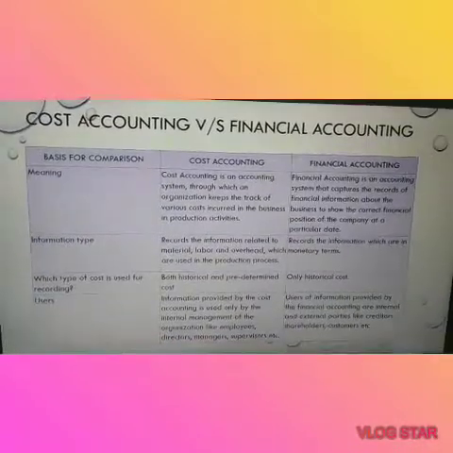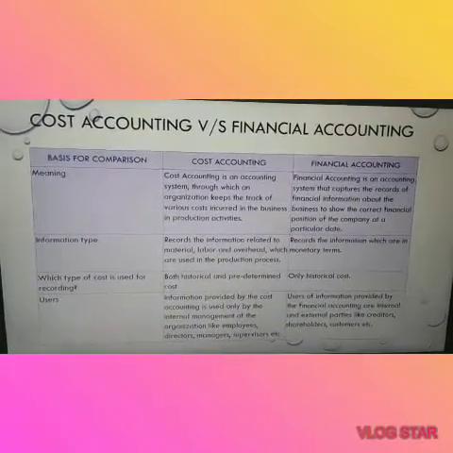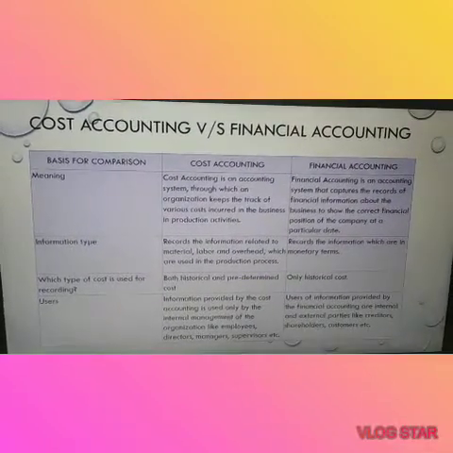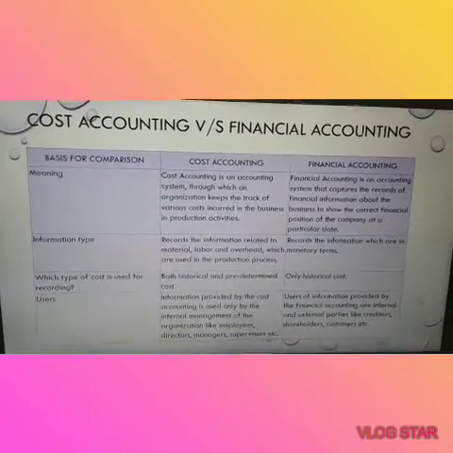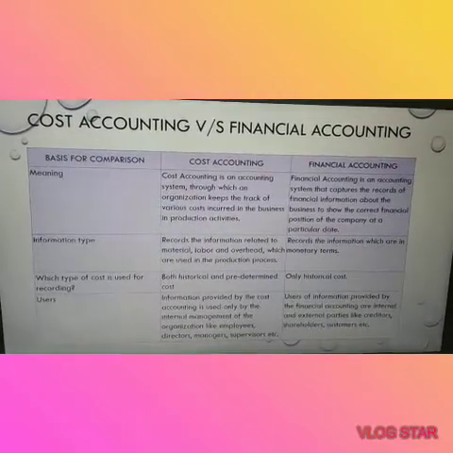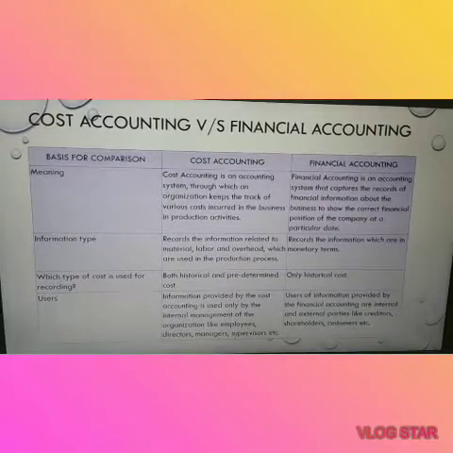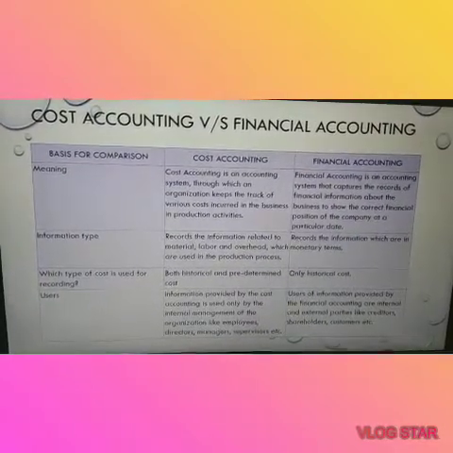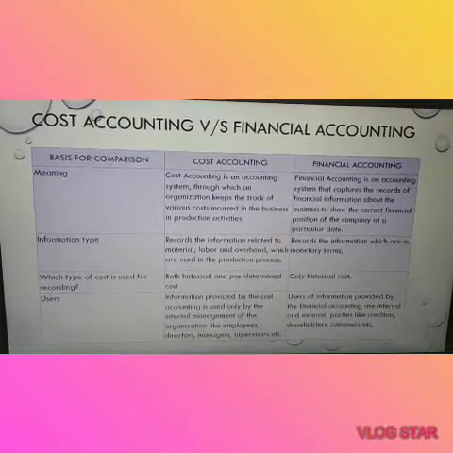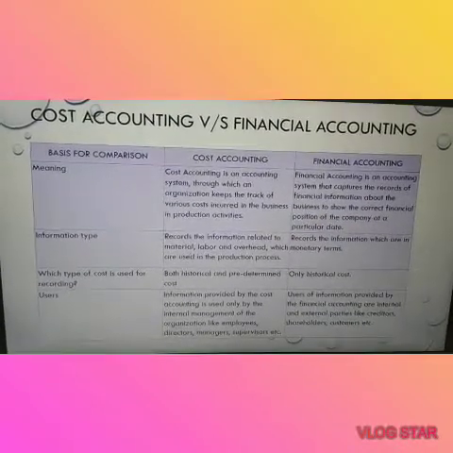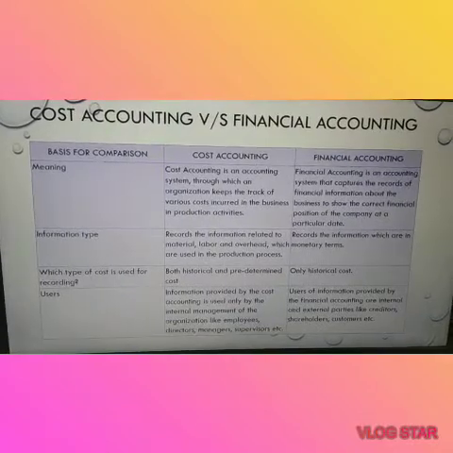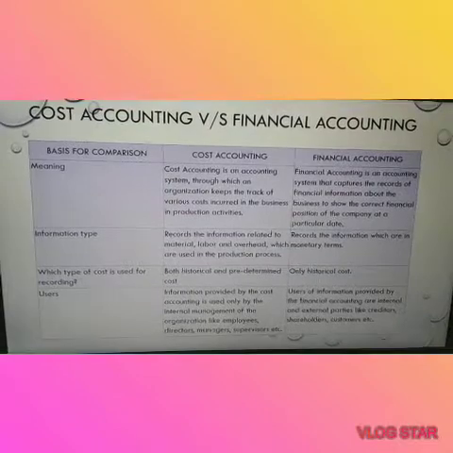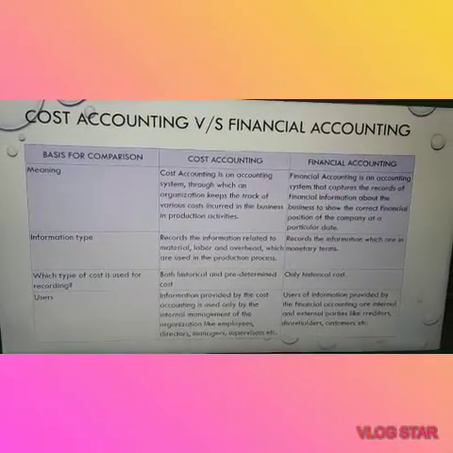The next topic which we are going to cover is cost accounting versus financial accounting, or the dissimilarities between cost accounting and financial accounting. So the first basis for the comparison between cost accounting and financial accounting is meaning. Cost accounting is an accounting system through which it keeps a track of various costs incurred in the production activities in the business. And the financial accounting is an accounting system that captures all the records to show the correct financial position of the company at a particular date.